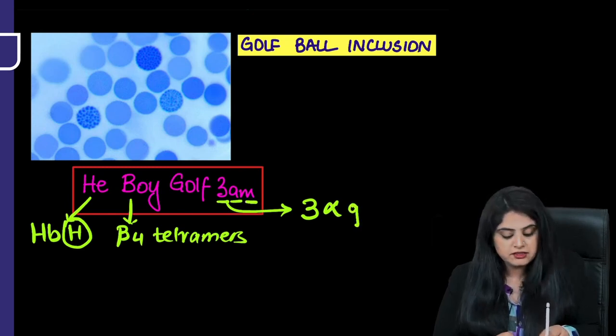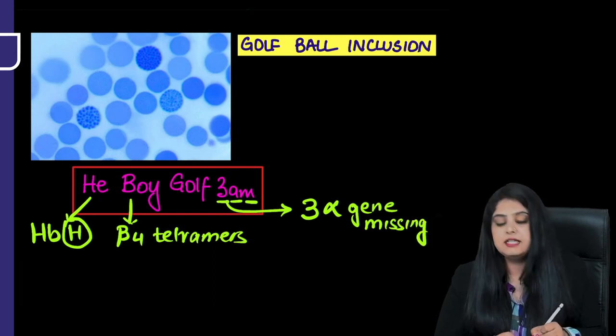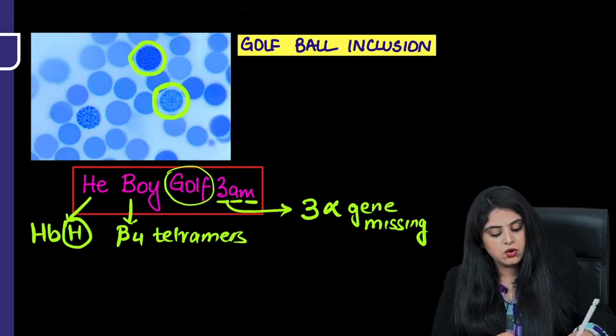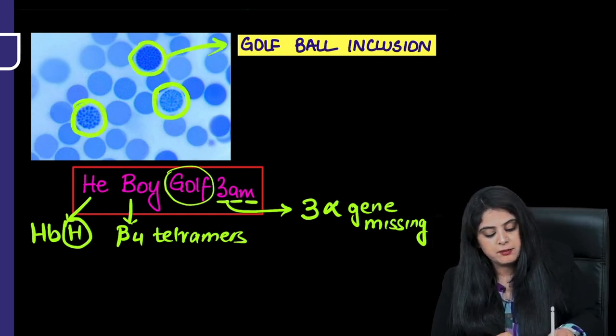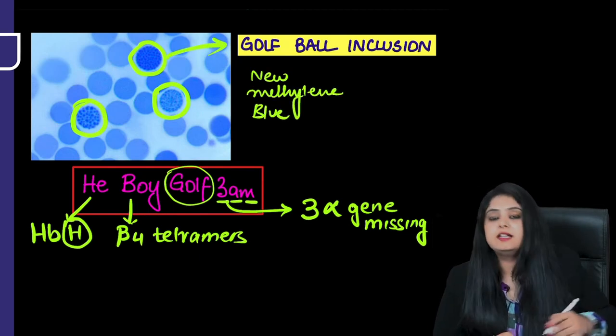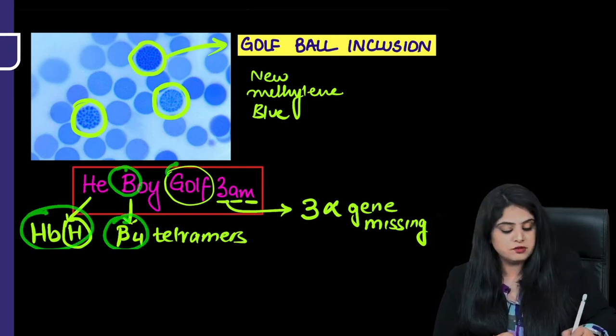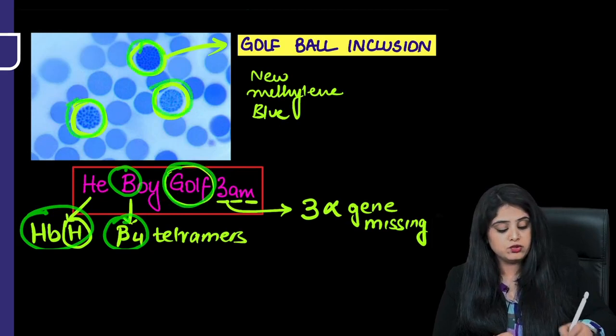3 alpha genes are missing. 3 alpha genes are minus. They are missing or deleted. And why is he playing golf? Because what I see over here are the golf ball inclusions. Remember, the stain that has been used over here is the new methylene blue. So repeating once again, guys, HbH, who is a boy, that is beta 4 tetramers, is playing golf, that is golf ball inclusions, at 3 a.m.